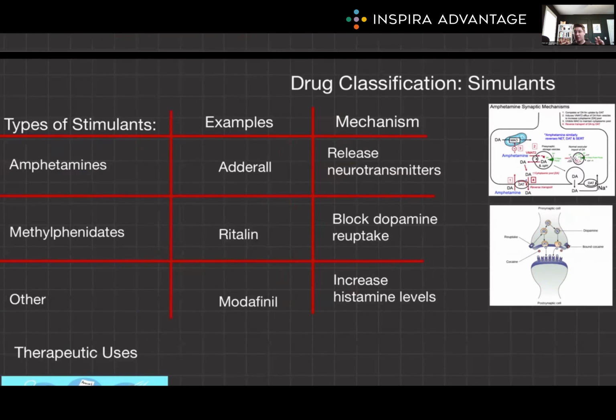And then the other class of drugs have different mechanisms, such as increasing histamine levels, which can contribute to wakefulness, and also affecting dopamine and norepinephrine to a lesser extent. It's too broad for you to worry about, so just focus on either blocking reuptake of dopamine or causing more dopamine release. That's what you want to think about when you think about stimulants for the MCAT.